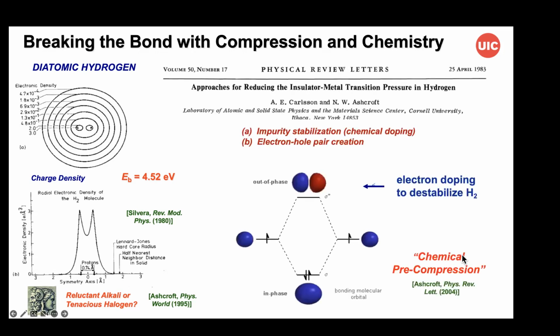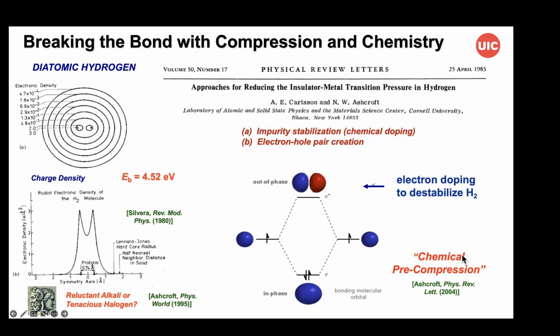But prior to that, he proposed, along with his student A. Carlson, there could be approaches for reducing the insulator metal transition in hydrogen, basically by destabilizing this very strongly covalently bonded system, putting electrons in the antibonding orbitals of the molecule, either by impurity stabilization or chemical doping, or by some kind of electron hole pair creation, such as by irradiation with some kind of light or X-rays.